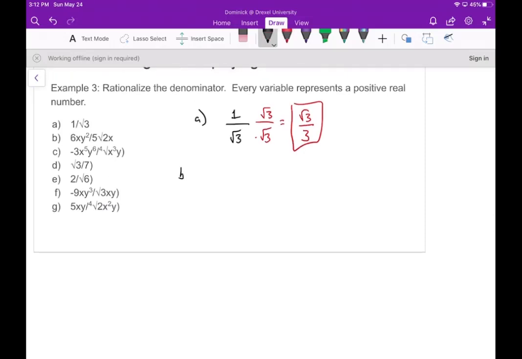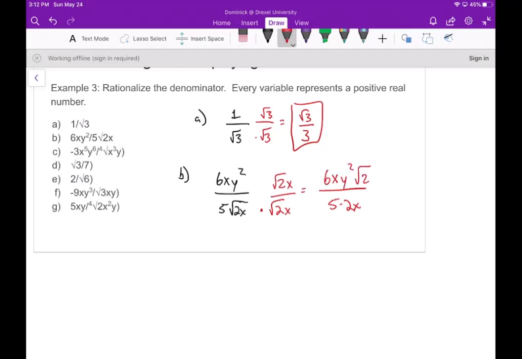Okay, in part B, we have 6xy squared over 5 square root of 2x. Now, I only need to worry about making the square root part a whole power. So I'm going to multiply the top and the bottom by square root of 2x. Now in the bottom, I'm going to get 5 times 2x, because that's now a perfect power. And I get 6xy squared square root of 2x.